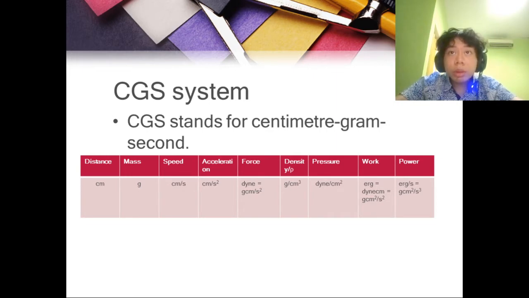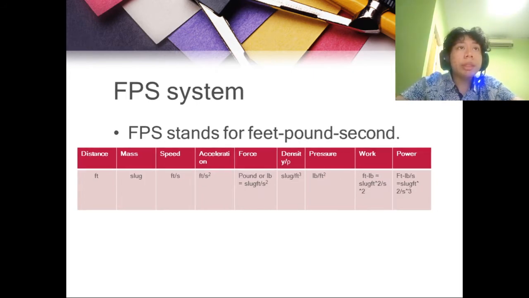is equal to gram centimeter squared per second squared. In power, it is erg per second, which is equal to gram centimeter squared per second cube. In FPS system, FPS stands for feet pound second.